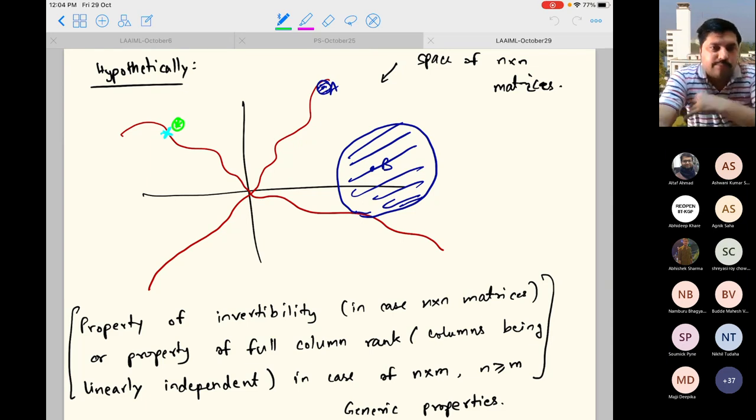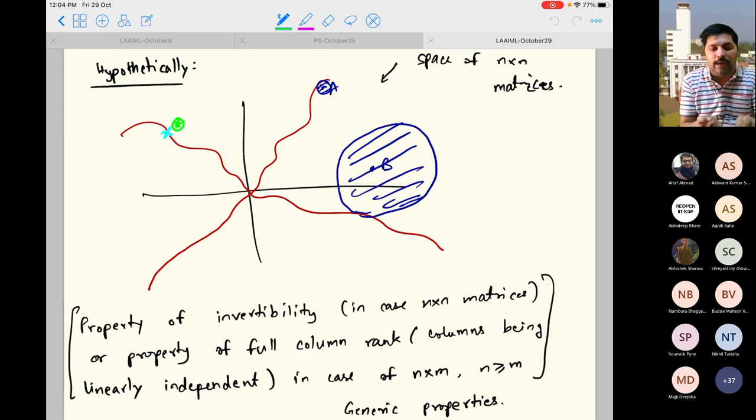Yeah, yeah. So my question was that you mentioned that we don't know about the geometry of that space, but won't it be just dimension n square minus 1? Means just a hyperplane would be removed from the n square dimensions. Yeah, so what really happens is that it may not be a hyperplane. It is something which is called an algebraic variety.